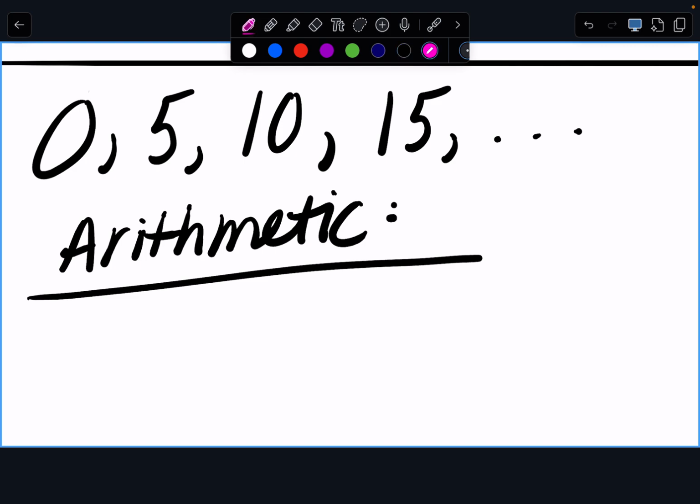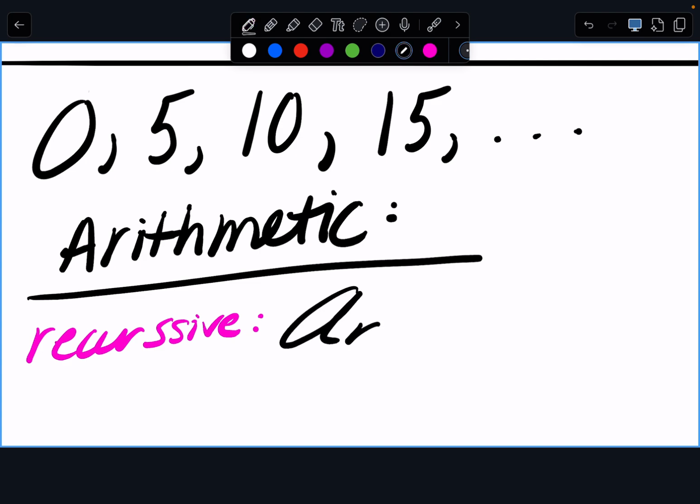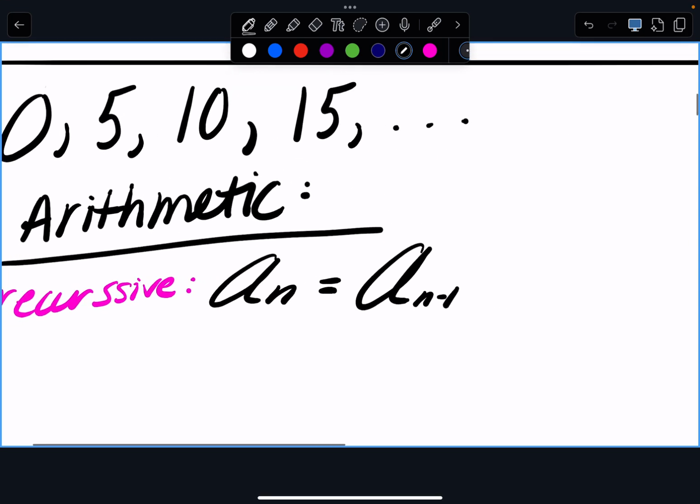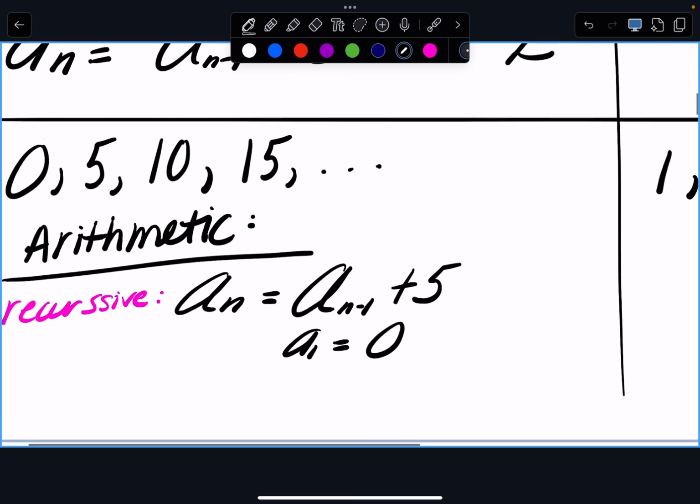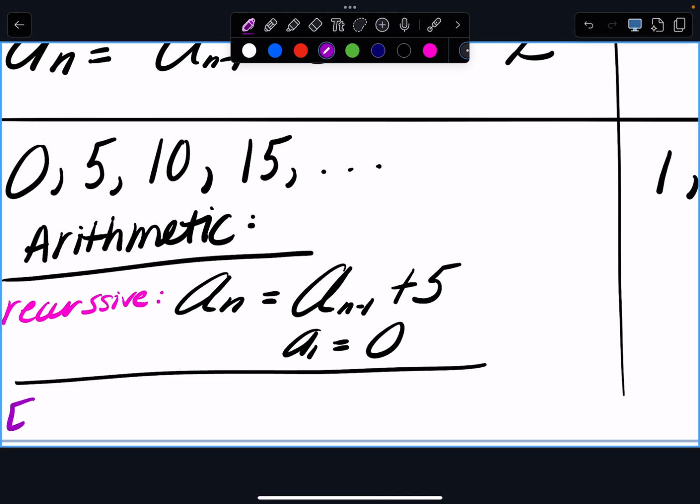Okay, arithmetic. Let's do a recursive. You've got to memorize what that means. That means write a formula that uses previous term. So, a sub n equals a sub n minus 1. We're taking the previous term and we are adding 5. We then state what a sub 1 is. What is a sub 1? 0. Good.